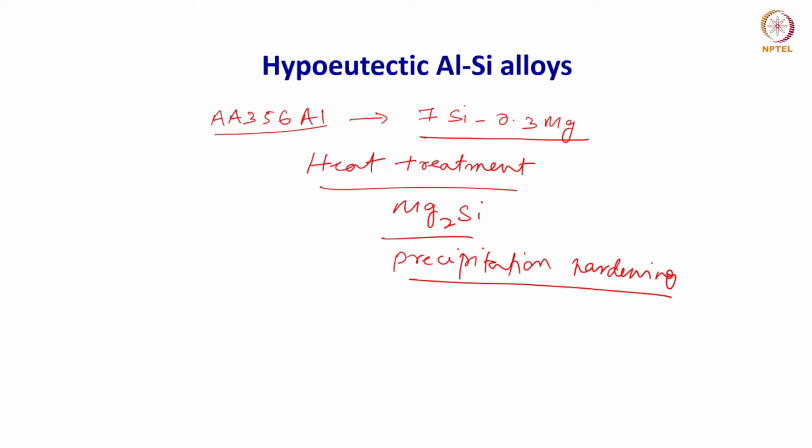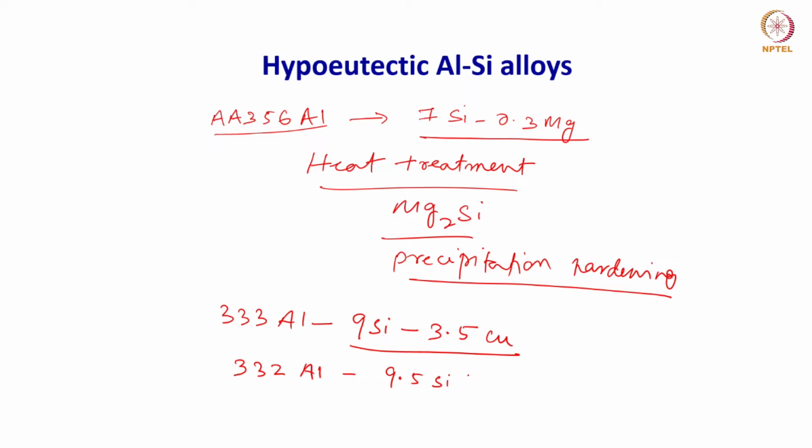Then you have another alloy which goes by the designation 333, and this has about 9 silicon and some copper. One more is 332, which has about 9.5% silicon, about 3 copper, and some amount of magnesium also.